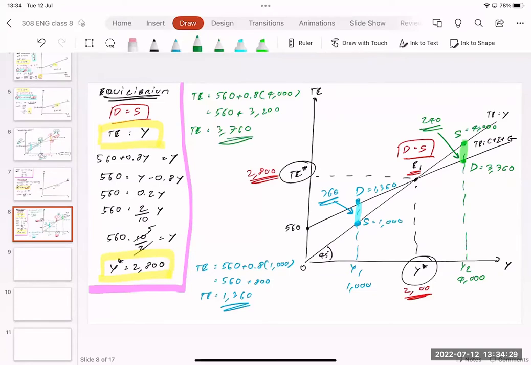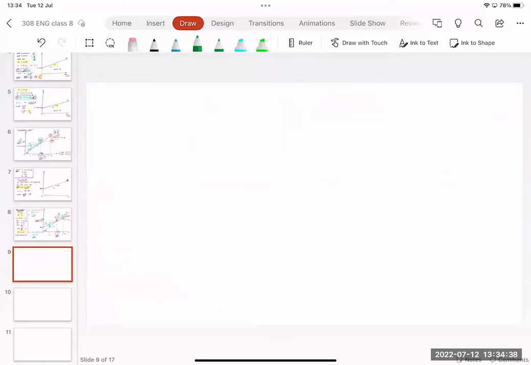After you know how to find the equilibrium point in the Keynesian cross, which is easy, the next thing I'm going to show you is if some number changes, how it's going to affect the graph, how it's going to affect the equilibrium point.